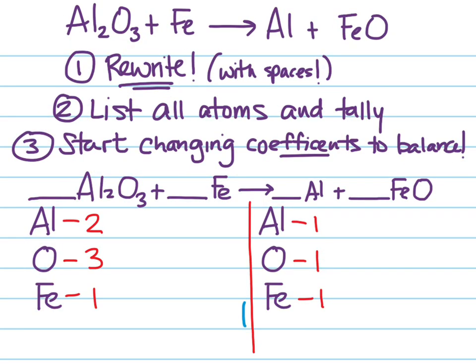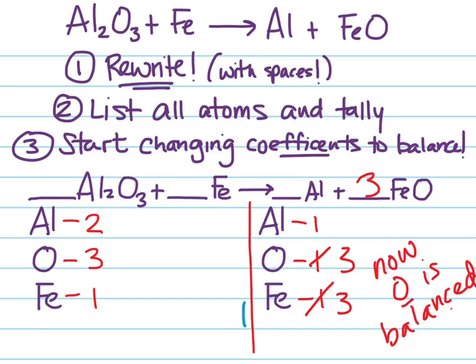Okay, so I'm going to start off with my oxygen because it appears in a compound on each side of the equation. So if I put a coefficient of 3 in front of FeO and I change my tallies to match, that now gives me 3 oxygen and it gives me 3 iron. Okay, fantastic. Oxygen is balanced. There's just one problem. Now my iron's unbalanced, but that's going to be fairly easy to fix.